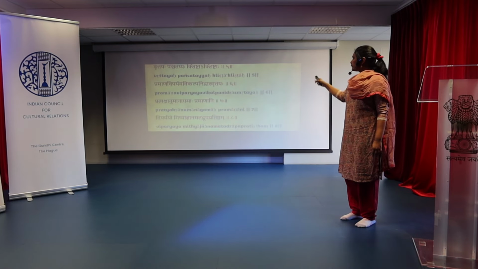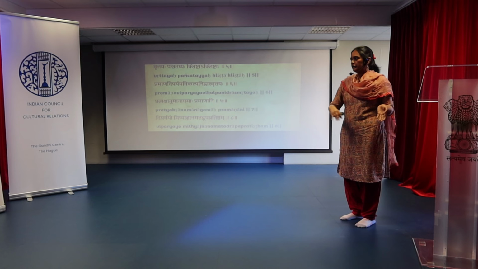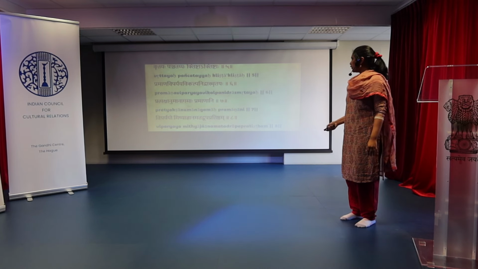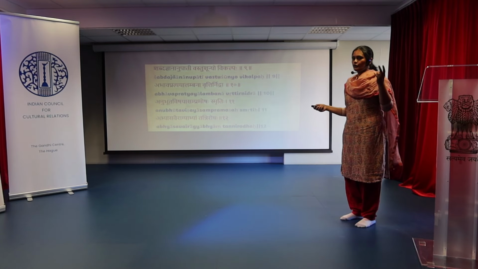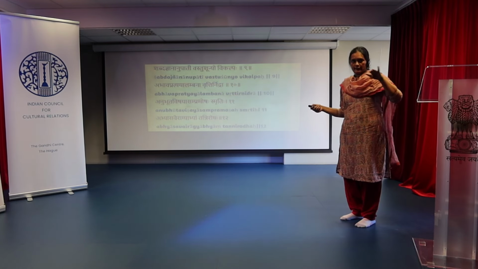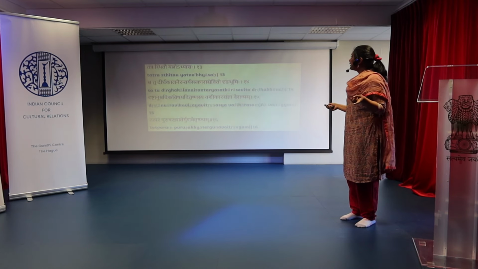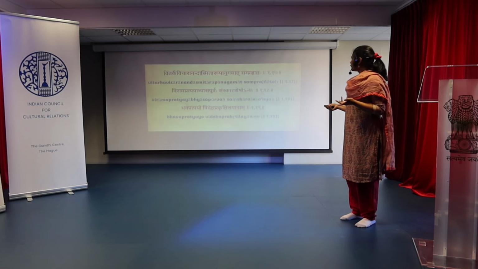And then the five types of modifications, but all those five types are either of the kleśta or akleśta type, and each one of them was explained. And the two main tools to cause the cessation of the modification, abhyasa and vairagya, were discussed. And then what is abhyasa, what is vairagya, that was told.